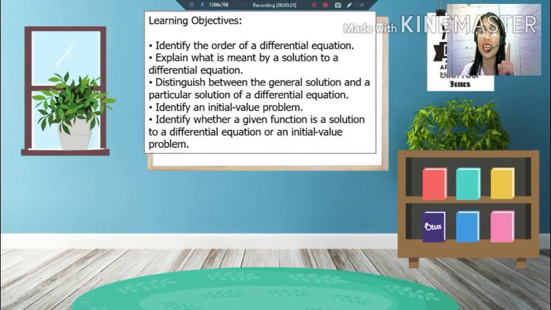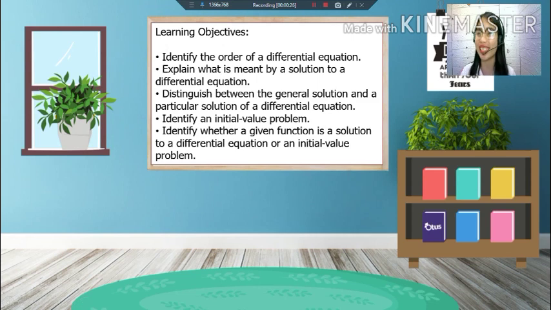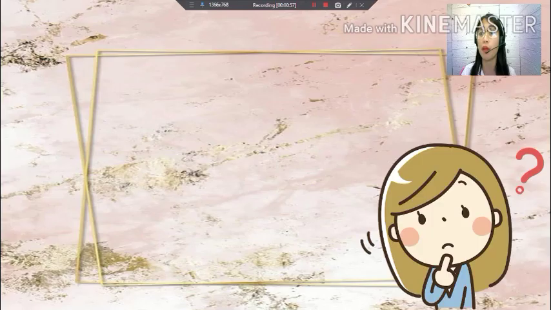First, we'll learn the learning objectives for this lesson on differential equations. First is to identify the order of the differential equation. Second is to explain what is meant by a solution to a differential equation. Third is to distinguish between the general solution and a particular solution of a differential equation. Fourth is to identify an initial value problem. Fifth is to identify whether a given function is a solution to a differential equation or initial value problem.